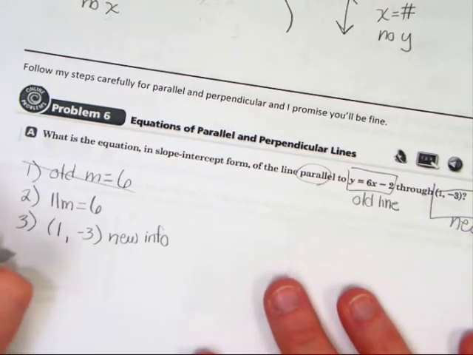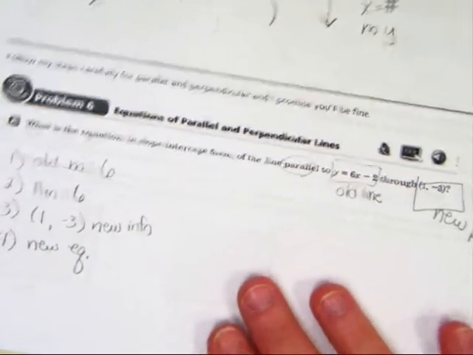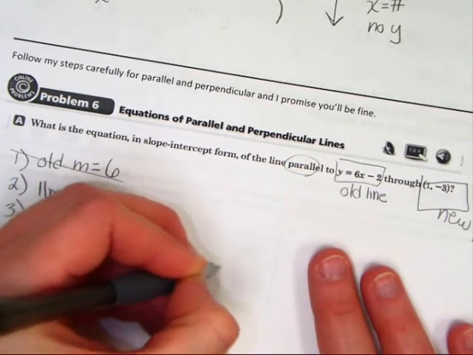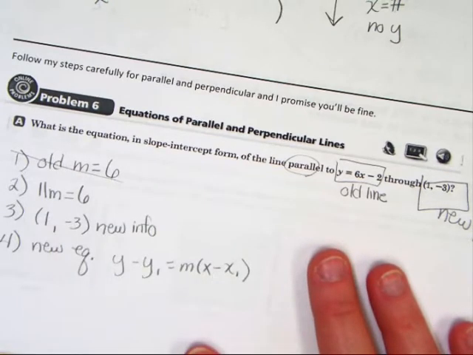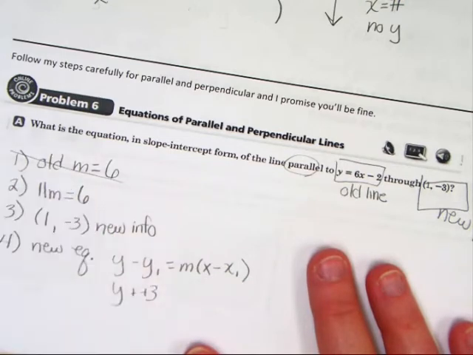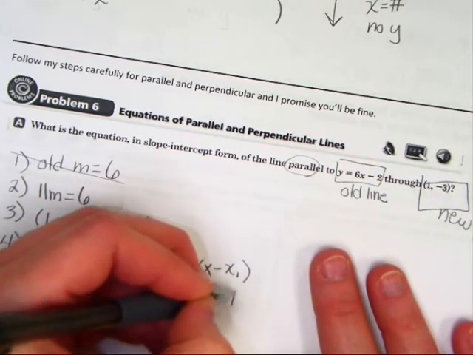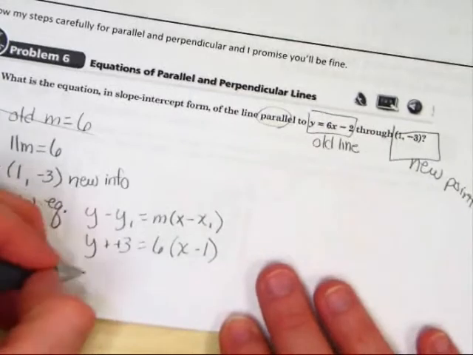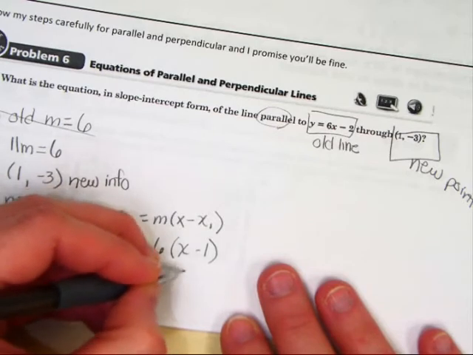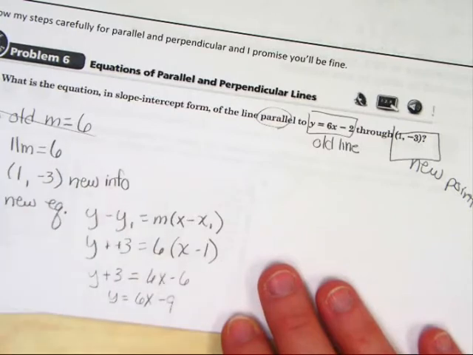Okay, so I labeled my new information. Step 4 is to make your new equation. I am going to make it using y minus y1 equals m times x minus x1. So I will do y minus negative 3, so plus 3, equals my slope, 6, times x minus x1, which was 1. I will distribute my 6 in and get y plus 3 equals 6x minus 6, and I will take away 3. Y equals 6x minus 9.